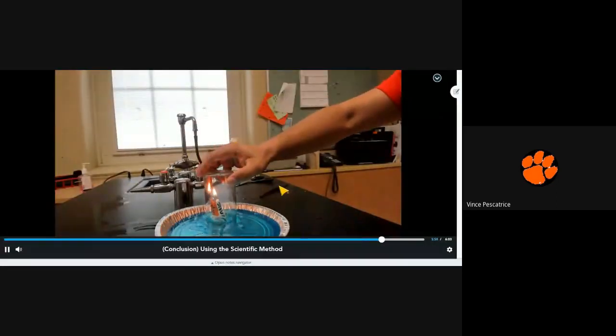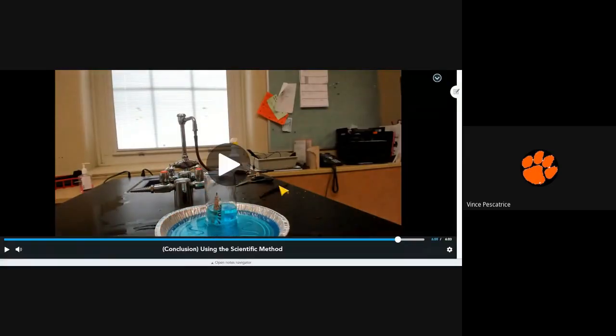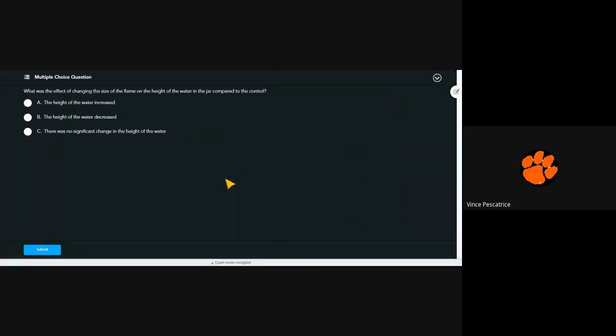All right. This time, this should be very obvious to you. Something different happened. All right, so what was the effect of changing the size of the flame on the height in the jar? What happened when you change the size of the flame to the water?